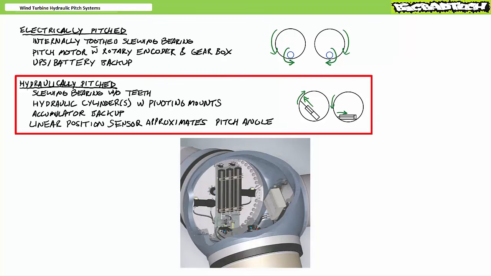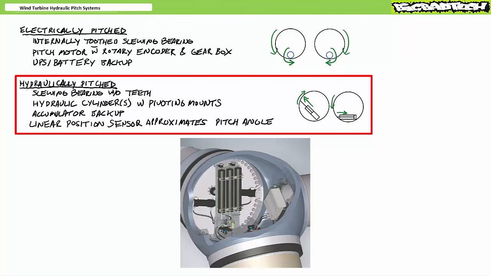A hydraulically pitched turbine, the topic of today's lecture, in contrast, uses a single double-acting hydraulic cylinder, or if the blades are sufficiently massive, a pair of double-acting hydraulic cylinders working in coordination to change the pitch angle of the blade. Pivoting cylinder mounts allow the linear extension or retraction of the cylinder rod to change the rotational angle of the blade, such that when the cylinder is extended, the blade is pitched forward, and conversely, when retracted, the blade is pitched back.